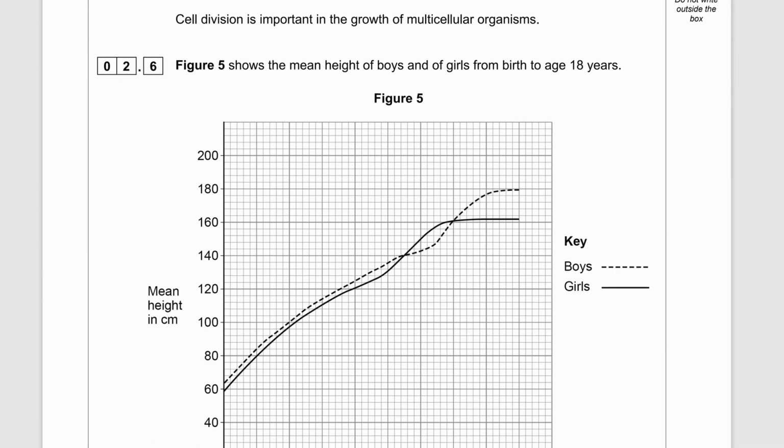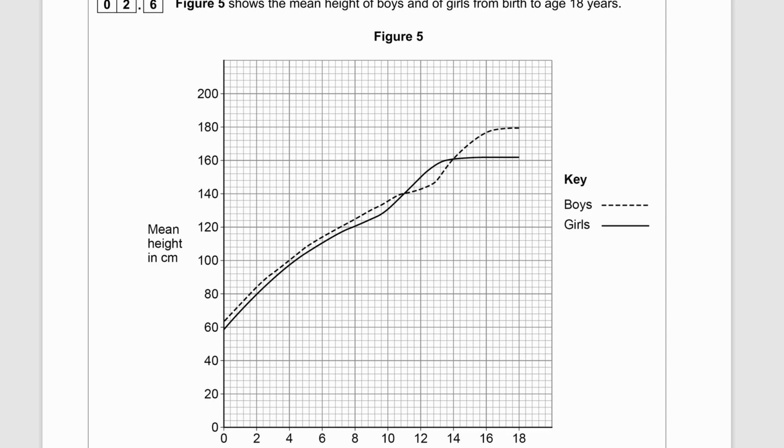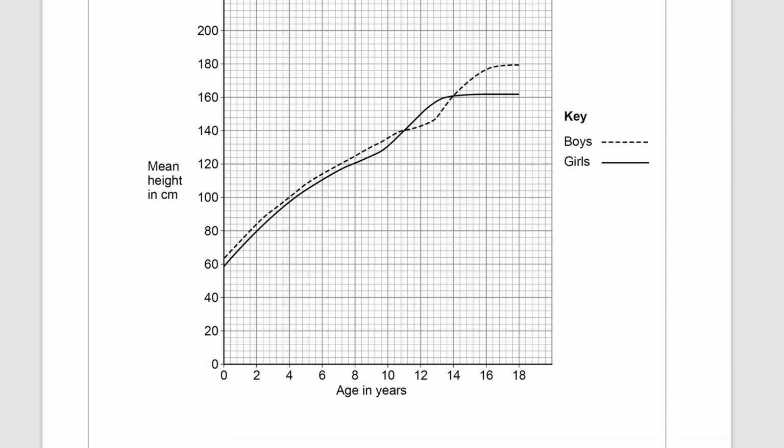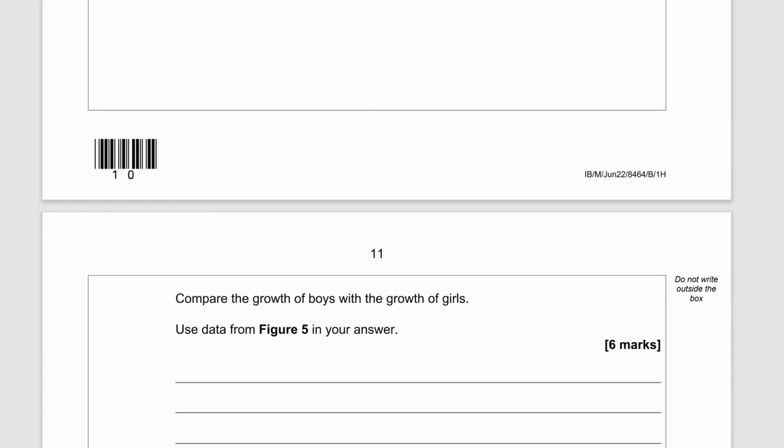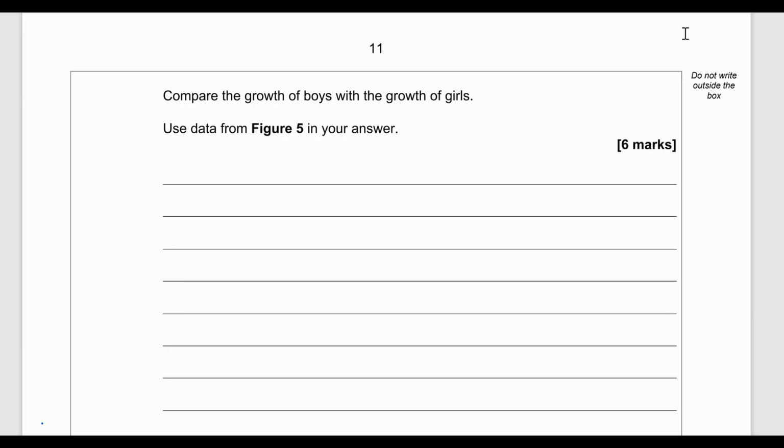Cell division is important in the growth of multicellular organisms. 2.6. Figure 5 shows the mean height of boys and of girls from birth to age 18 years. Okay, so we've got a graph that we need to analyze, most likely here. Compare the growth of boys with the growth of girls. Use data from figure 5 in your answer. 6 marks. So we've got to really go through this graph carefully, try and see how much we can get from it.